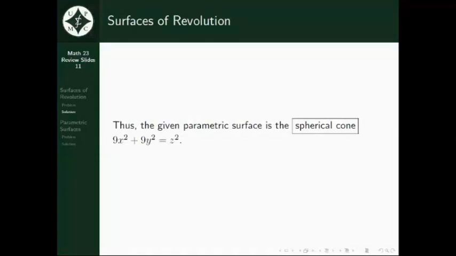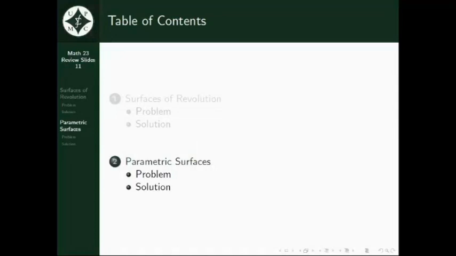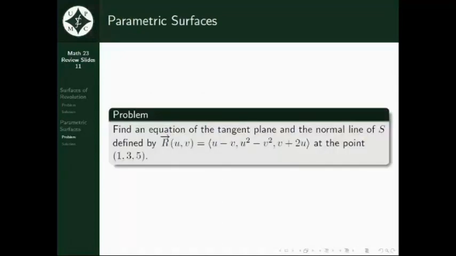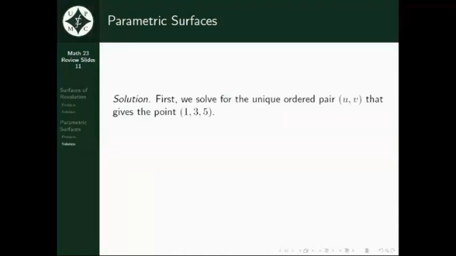Moving on to problems involving parametric surfaces. Here, we need to find an equation of the tangent plane and the normal line of the surface defined by the position vector function r at the point (1, 3, 5). We do that first by looking for the unique ordered pair (u, v) that gives the point (1, 3, 5). And we get that by solving this system of equations that we got by equating the vector components to the x, y, and z coordinates correspondingly.